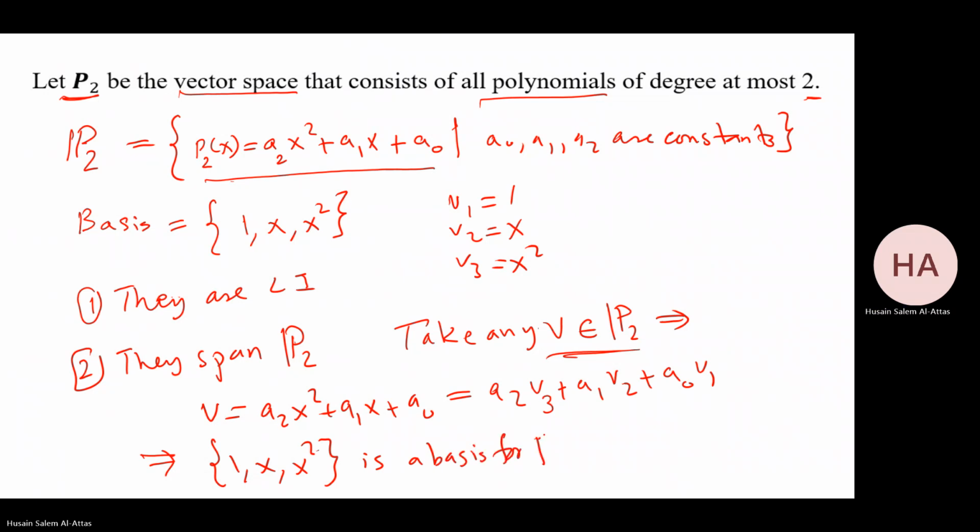for P2. What's the dimension? It's not 2. The dimension is 3. Count them. 1, 2, 3. Dimension is 3. So for P2, dimension is 3 because I have 1, x, x squared. I have the constant.